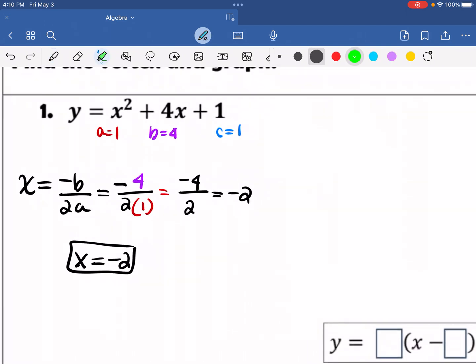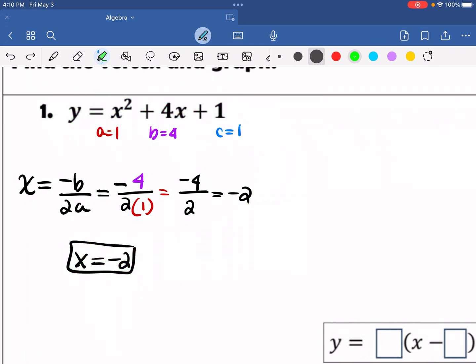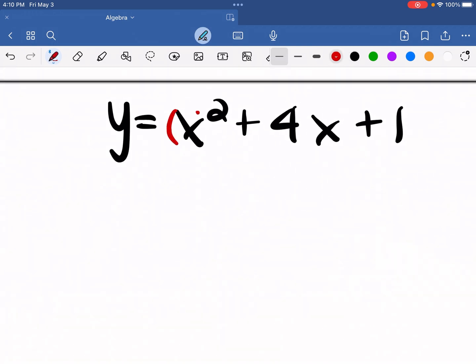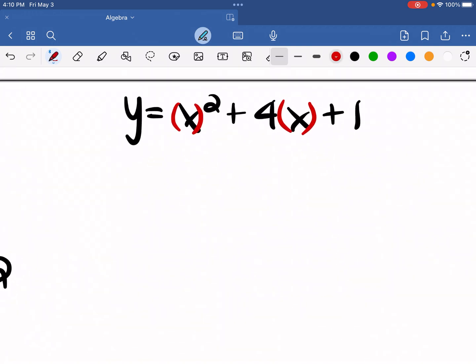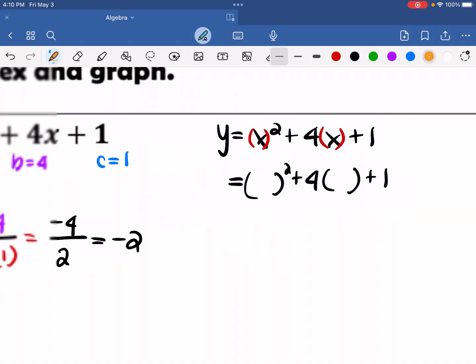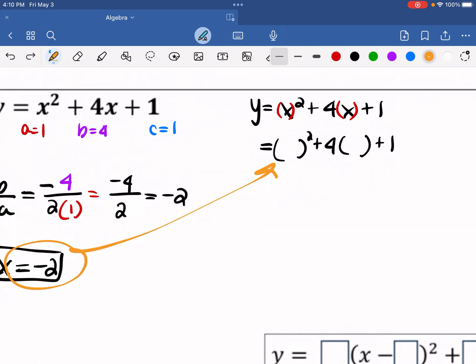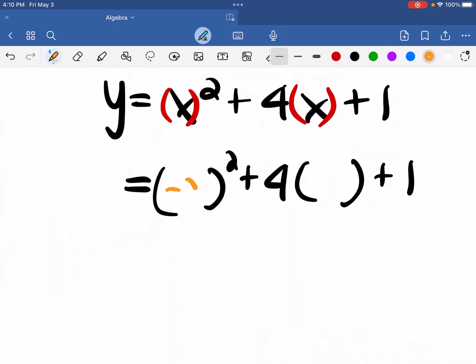Now we take that answer and put it back into the original problem. It has to go back into the original problem. So I'm just going to write the original equation, x squared plus 4x plus 1. And I'm going to put parentheses in front and behind. And where I see an x, I'm going to put the answer that we got, which is negative 2. So I'm just copying it without x, and now I take my answer. This answer has to go where x was, so it's going to go negative 2, negative 2.